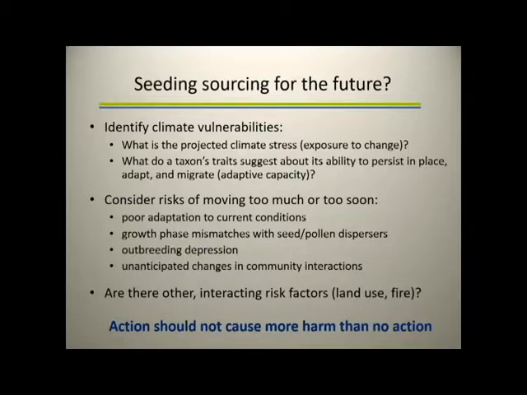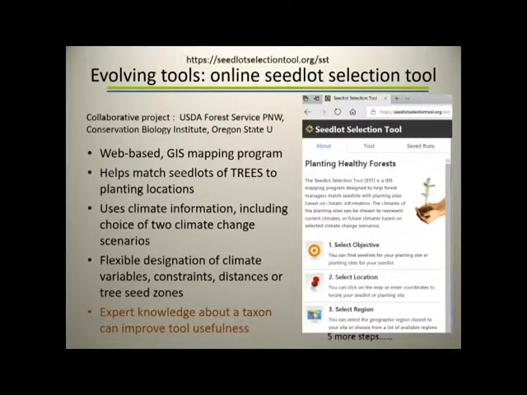There are some tools out there that the tree people, the Forest Service, are using. There's a collaborative effort between the Pacific Northwest Research Station, the Conservation Biology Institute, and Oregon State University, where they produced this really cool seed lot selection tool that helps them match seed lots to particular places on the ground while looking at projected climate change scenarios.